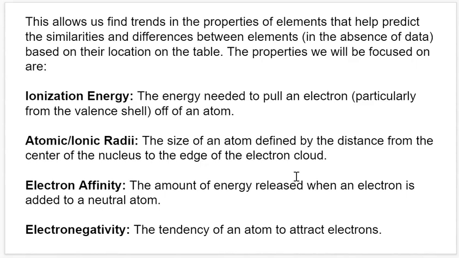And speaking of removing or adding electrons, we're also going to be looking at the electron affinity and the electronegativity, which are sort of two sides of the same coin, talking about electrons being added to an atom. The electron affinity describes the amount of energy released during that process, and the electronegativity is just a descriptor of how likely that is to occur in the first place, the tendency of an atom to attract electrons.